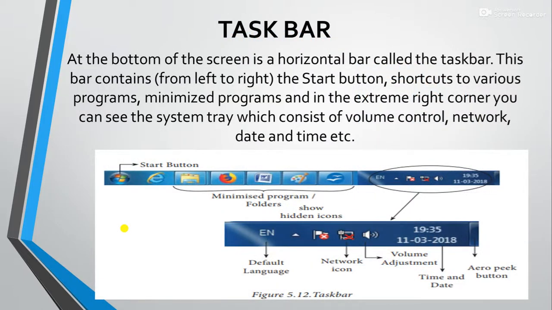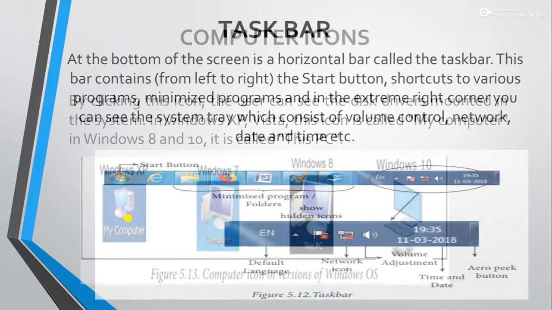The taskbar. The taskbar is seen at the bottom of the screen. It's a horizontal bar. This bar contains a start button, shortcuts, minimized programs, and in the extreme right corner we can see volume control, network, date and time options.